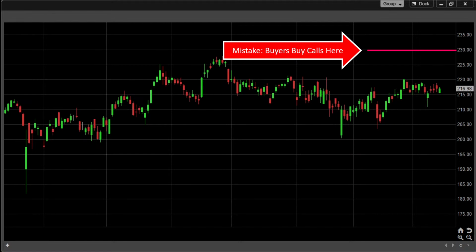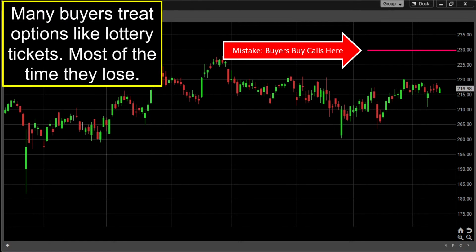Why would you buy these options if the stock has very little chance of hitting that price? Well, they do it because they're cheap. And many option buyers treat options like lottery tickets. Most of the time they lose. They're basically like the gamblers.